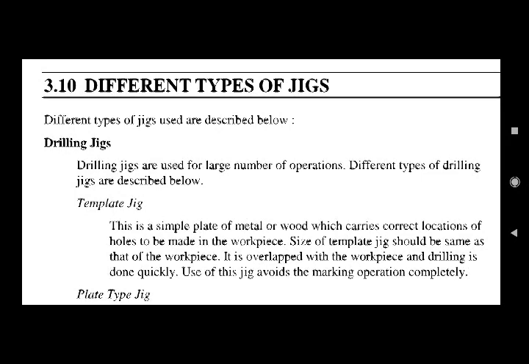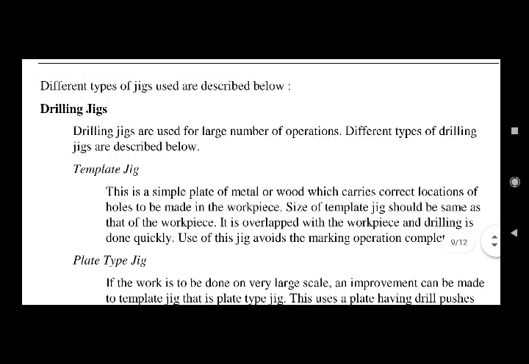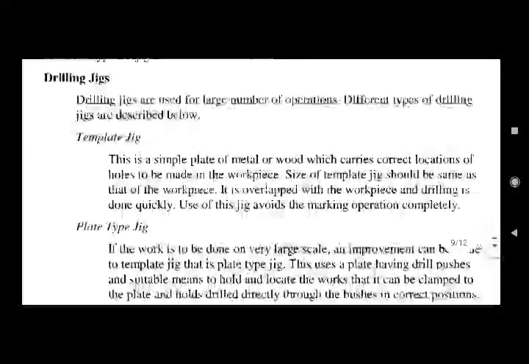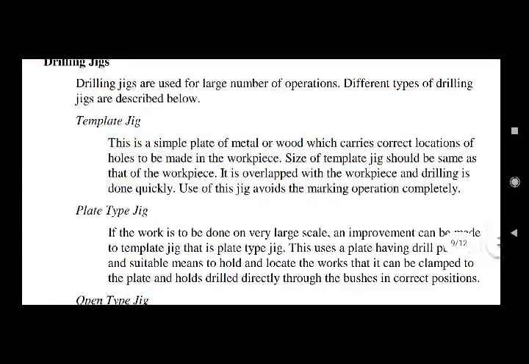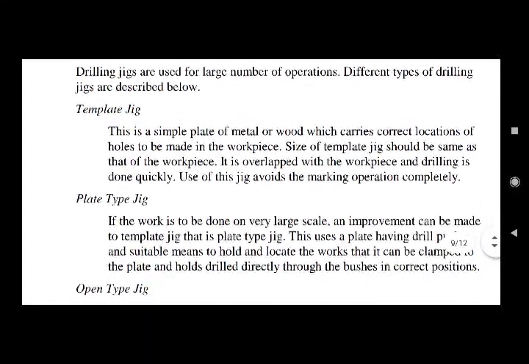Therefore, as per the definition of jig, it is clear that a jig will hold the workpiece, it will locate the workpiece, it will clamp the workpiece, as well as it will guide the drill bit or drill tool to work on the workpiece. Therefore, drilling jigs are used for a large number of operations. That is, the different types of drilling jigs that are used are template jig.